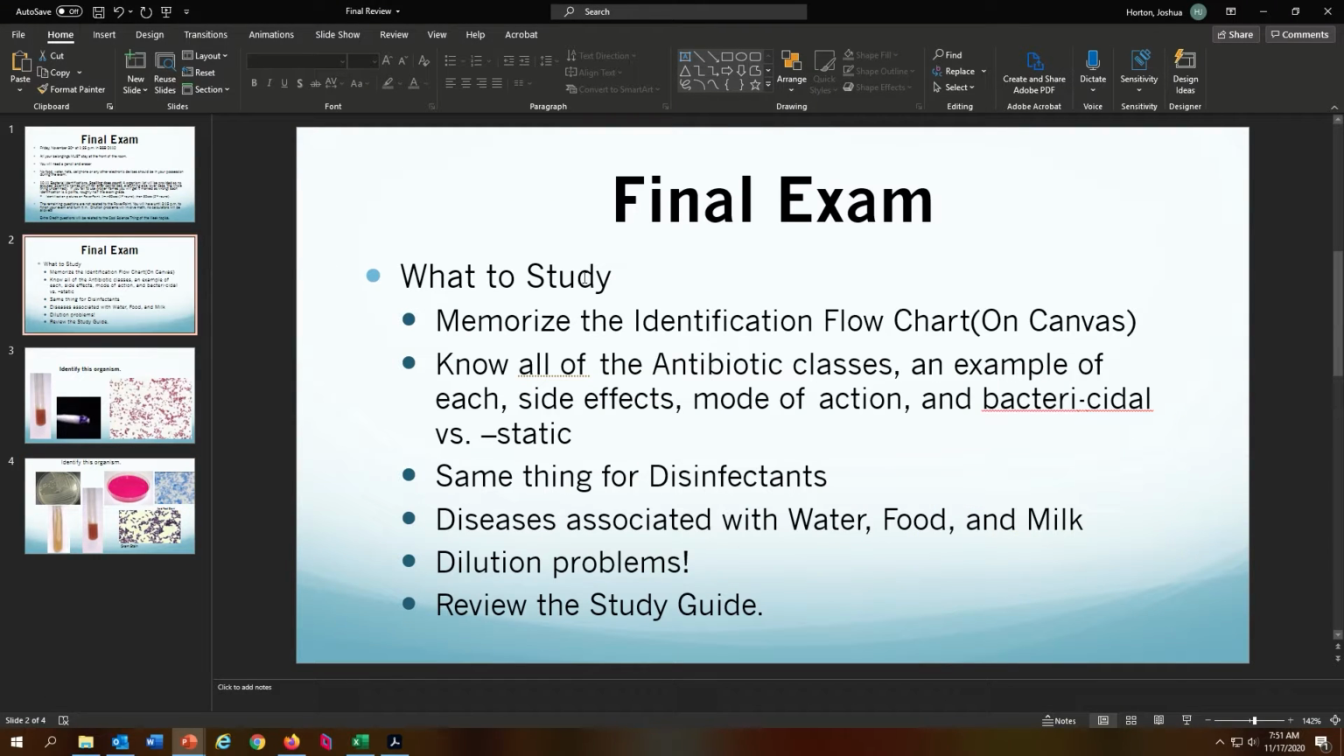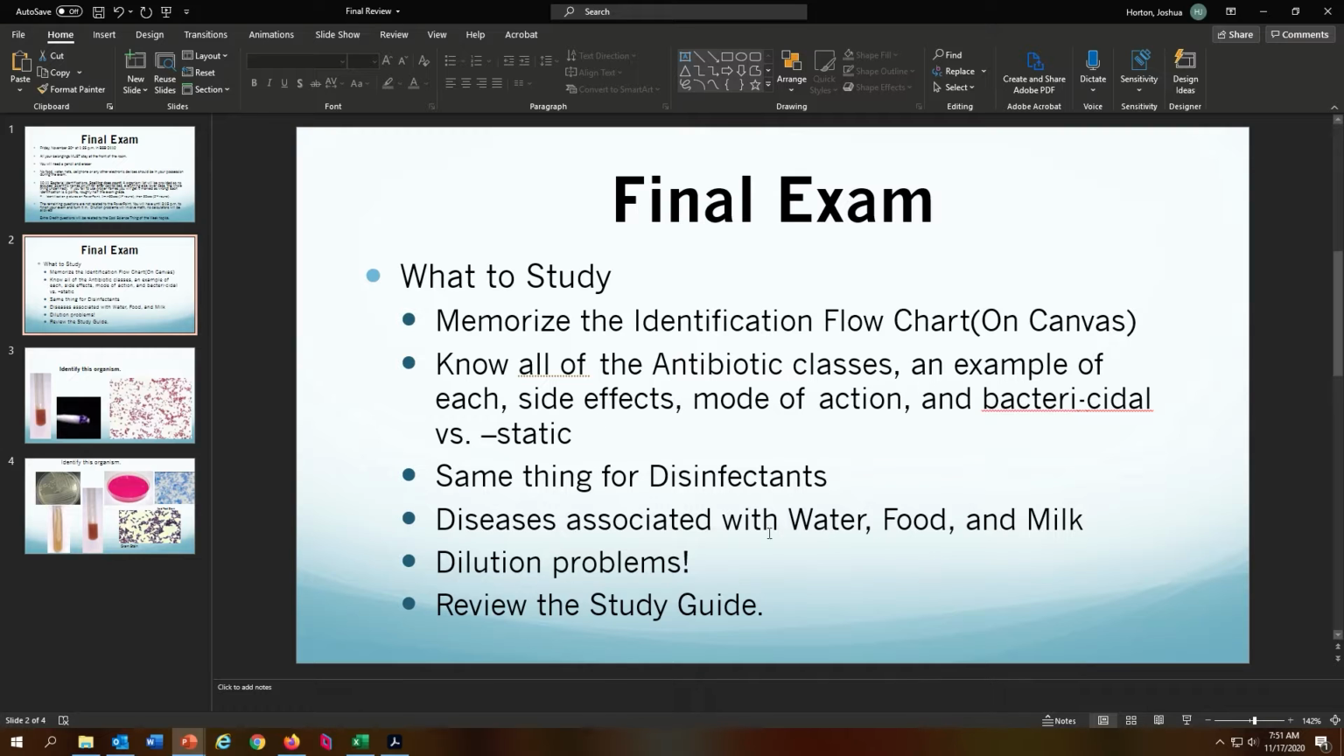Now, other things you should remember to study. I know we just did a brief bit on antibiotics and antiseptics. Make sure you know an example of each of the antibiotic classes, and the side effects and mode of action, and whether it's bactericidal or bacteriostatic. Same thing for the disinfectants.